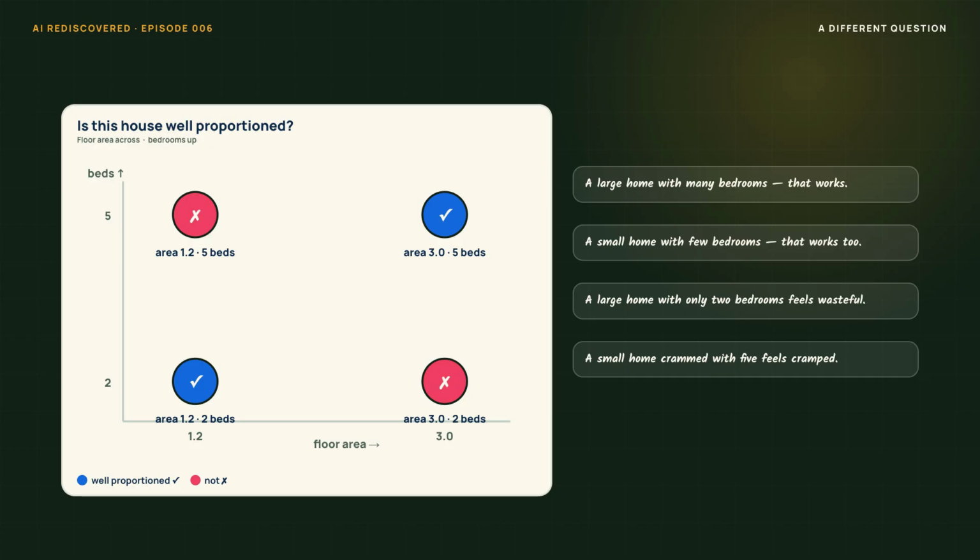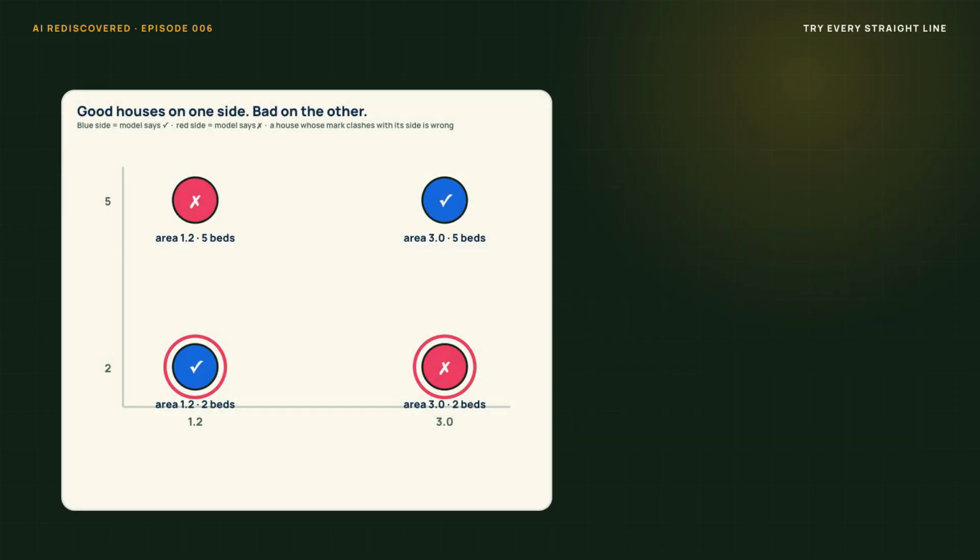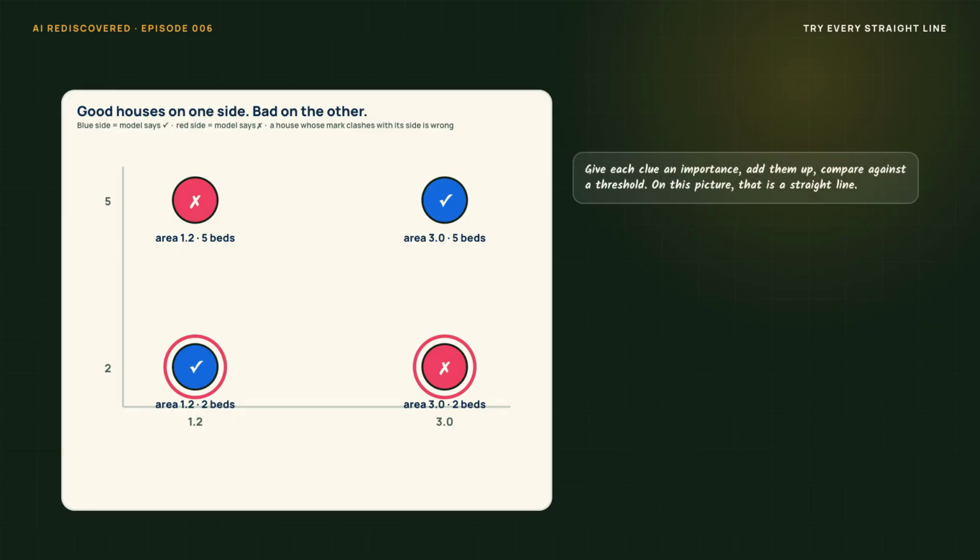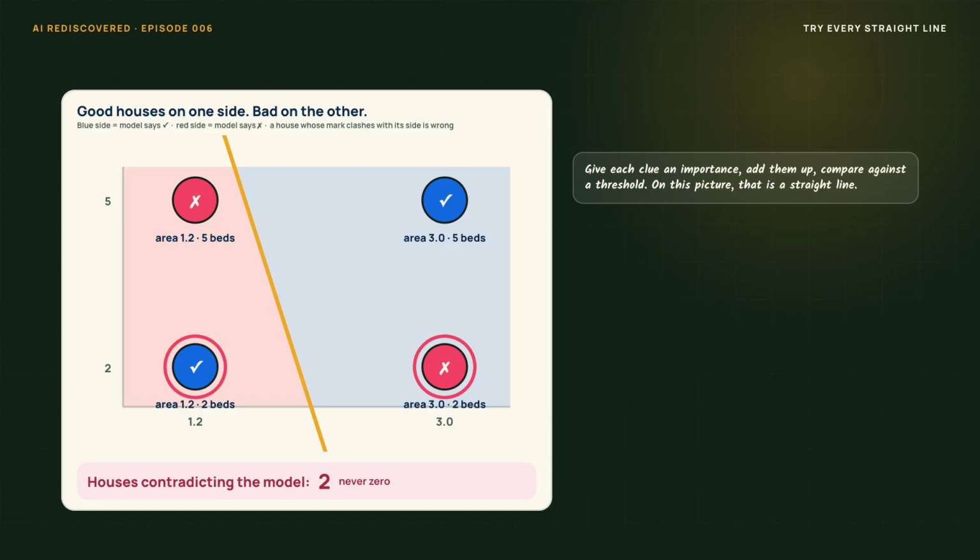The model has both clues sitting right in front of it: floor area and bedroom count. Nothing is hidden. This should be easy. Here is the model we have been using all along. It gives each clue an importance, multiplies, adds them up, and compares the total against a threshold. On this picture, that is exactly the same as drawing one straight line and saying good houses on this side, bad houses on the other. So let us try. Tilt the line, slide it, turn it any way you like.